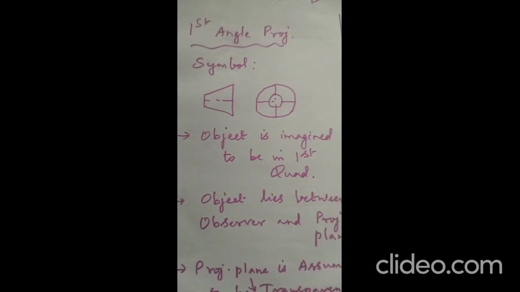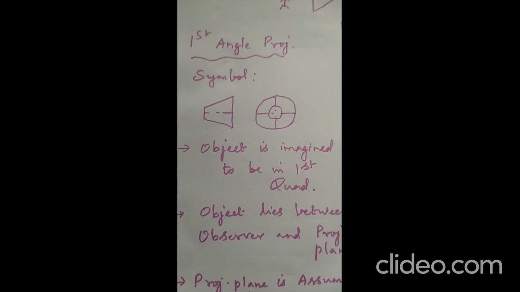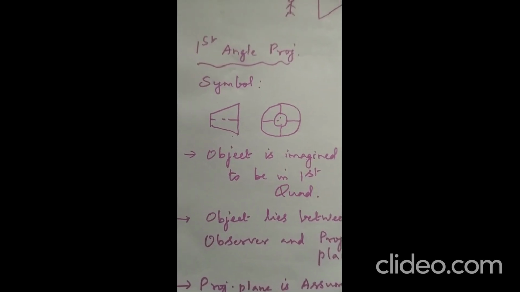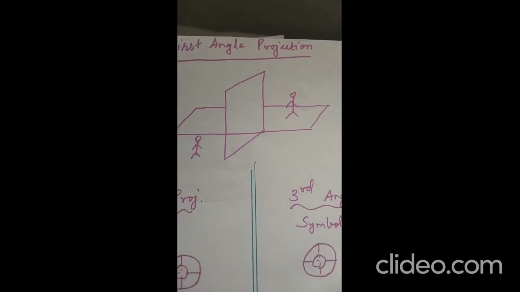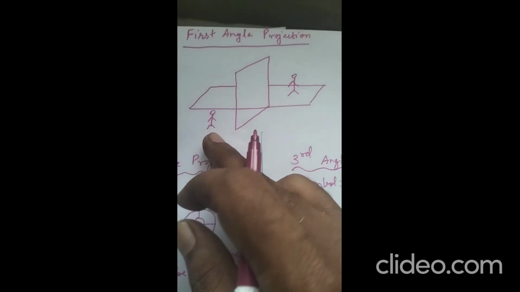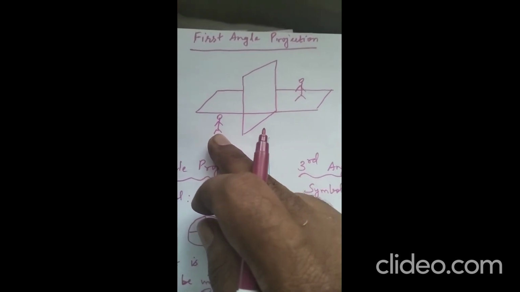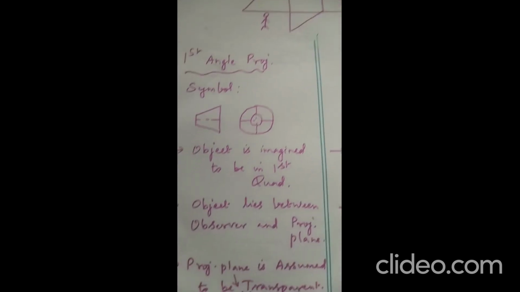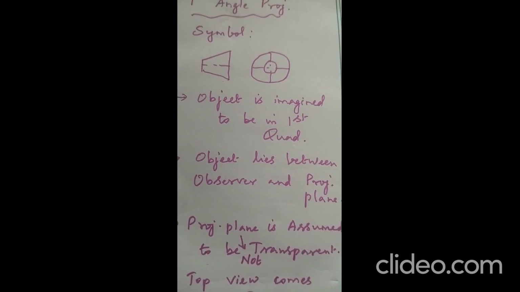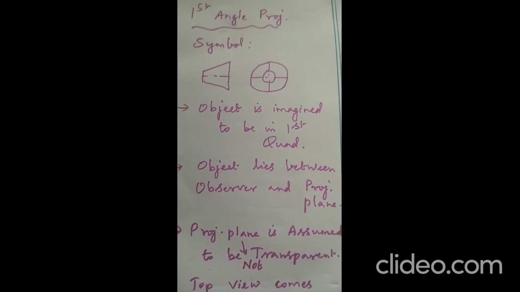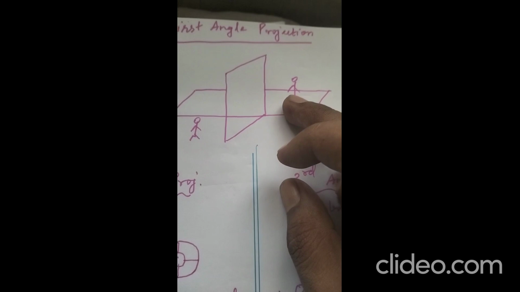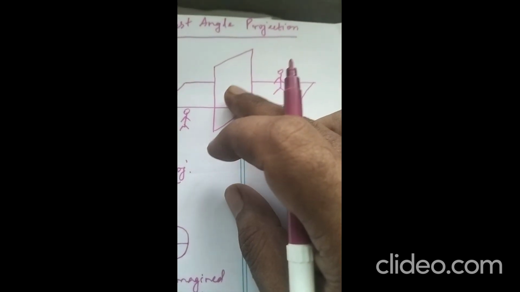The second difference is the very definition. Here in the case of first angle projection, the object is imagined to be in the first quadrant that we saw in the definition, illustrated by means of the four quadrants here. This object is placed in the first quadrant. Whereas in the case of third angle projection, the object is placed in the third quadrant. The third difference is that the object lies between the observer and the plane of projection in the case of first angle projection. That also we saw clearly in the definition. Here we can see the object is placed between the projection plane and the observer.